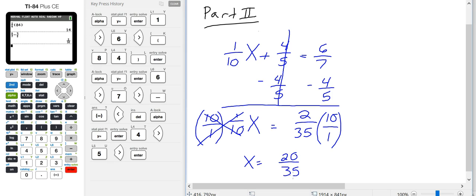We can reduce this. Both 20 and 35 are divisible by 5. So 20 divided by 5 is 4. 35 divided by 5 is 7. And x is equal to 4 over 7. Let's see if we got it right.